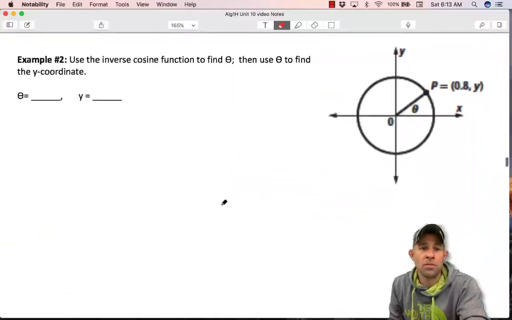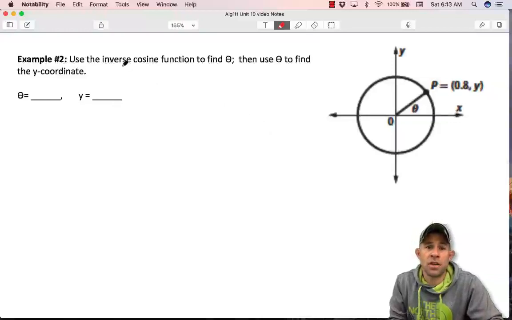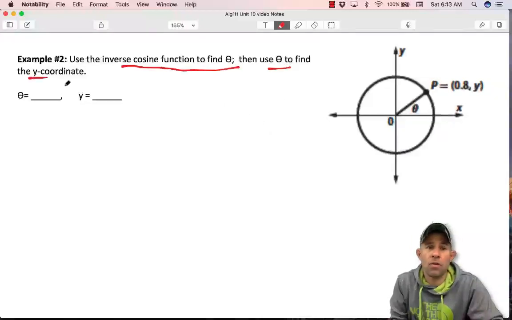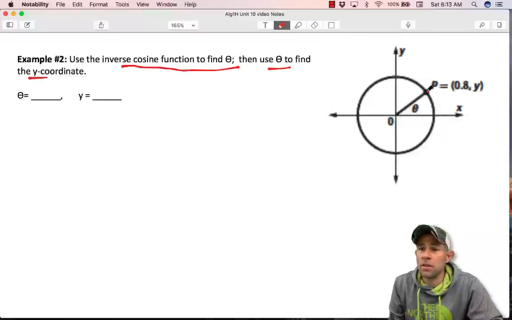All right, example 2 says to use the inverse cosine function to find theta, then use theta to find the y-coordinate. All right, so if I take a look here, I see that point P is on my unit circle.